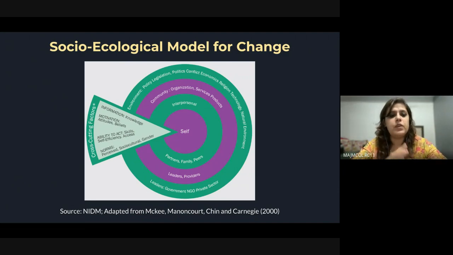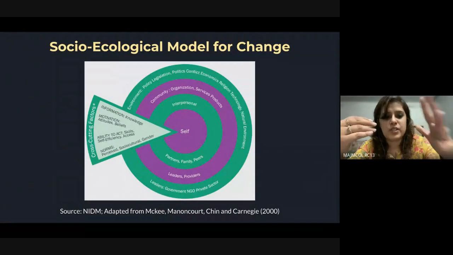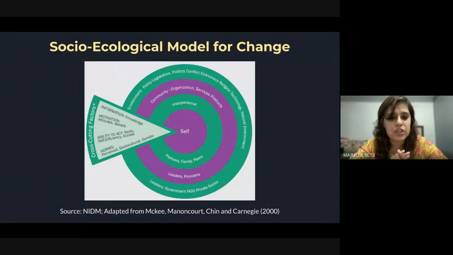So, according to the socio-ecological model for change, to apply SBCC, or social and behavioral change communication, first the self needs to change, then the interpersonal level will change, then the community will change, and the environment will change. So it's a stepwise process. And how do we bring about a change in the self? First is information, wherein you gain knowledge. Second is motivation, how attitudes and beliefs can bring about a change in your own self, and further on into the other levels of change.